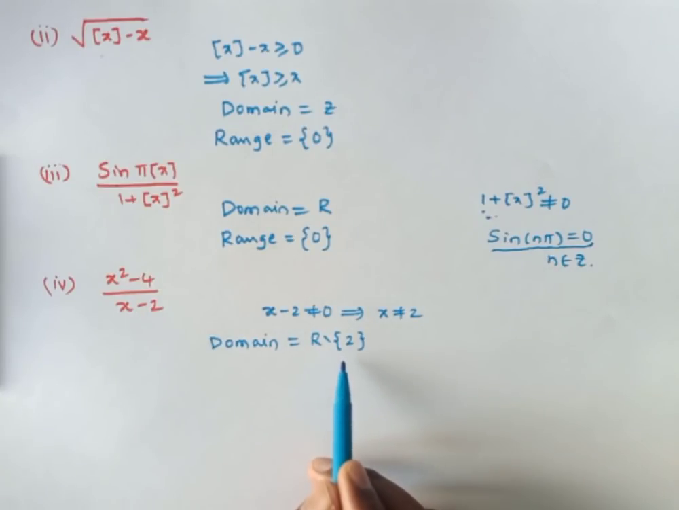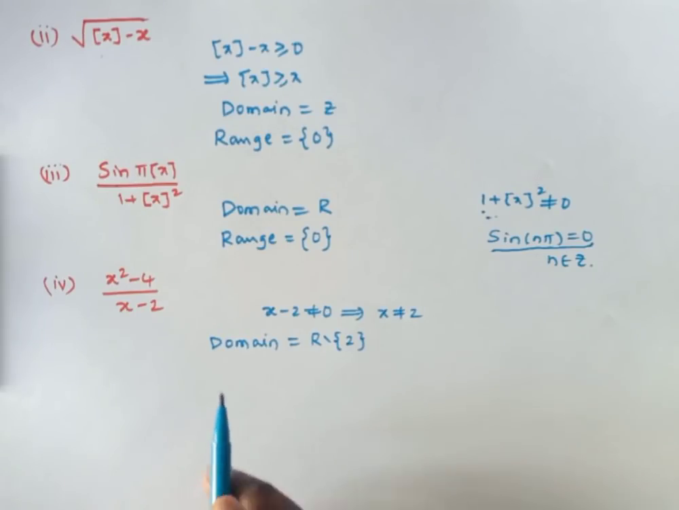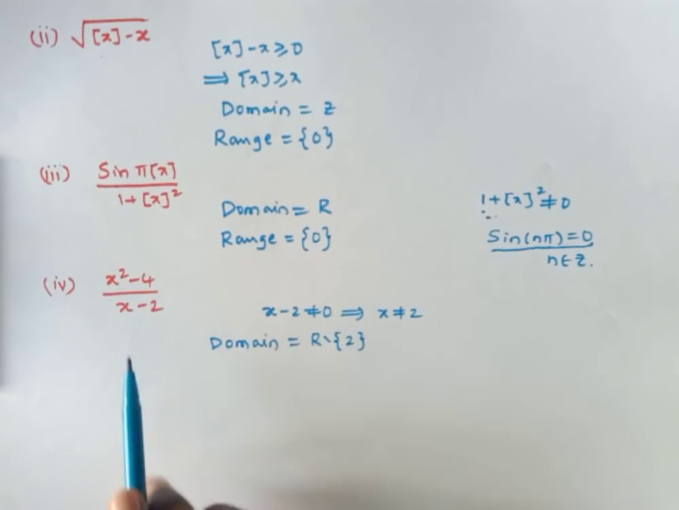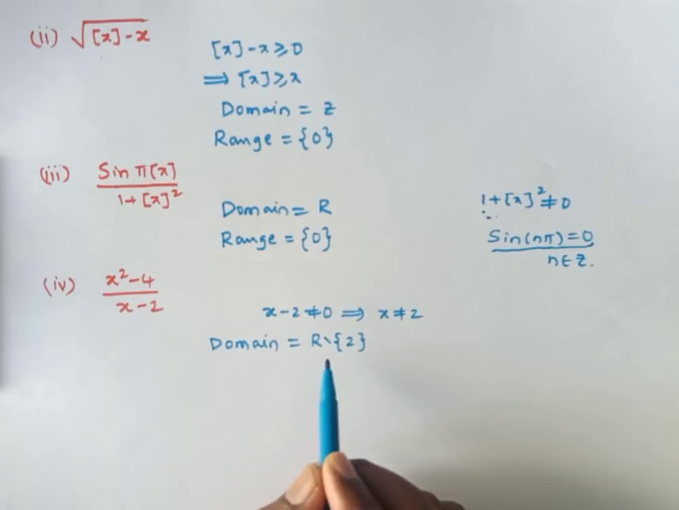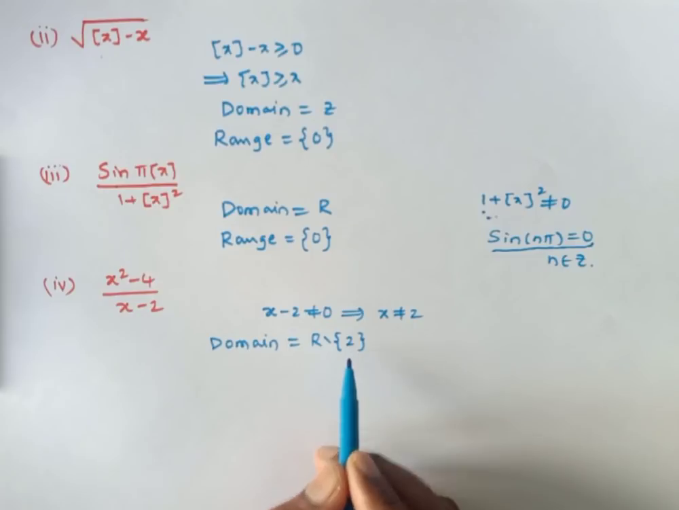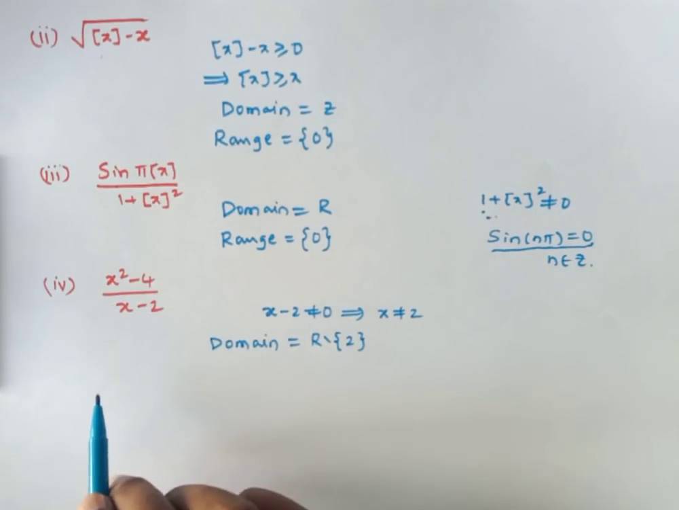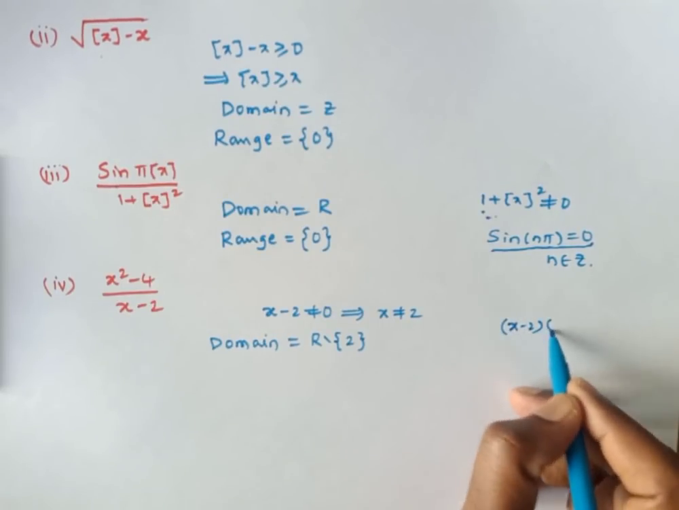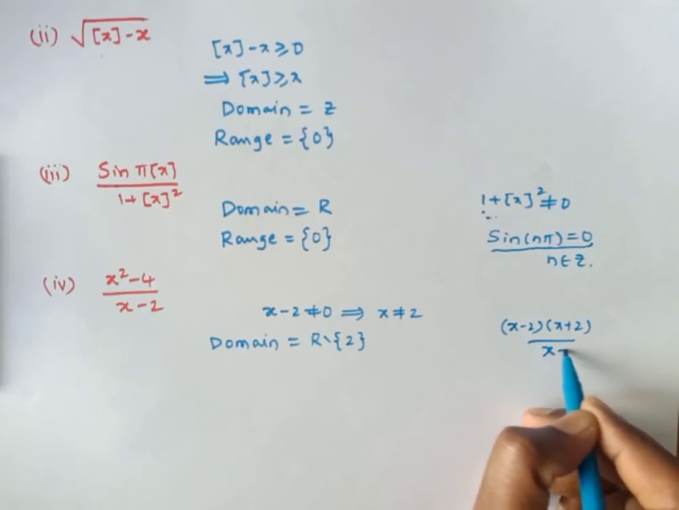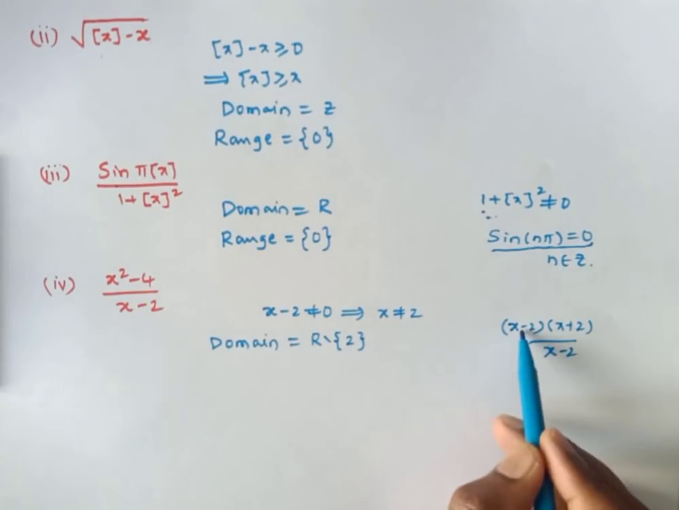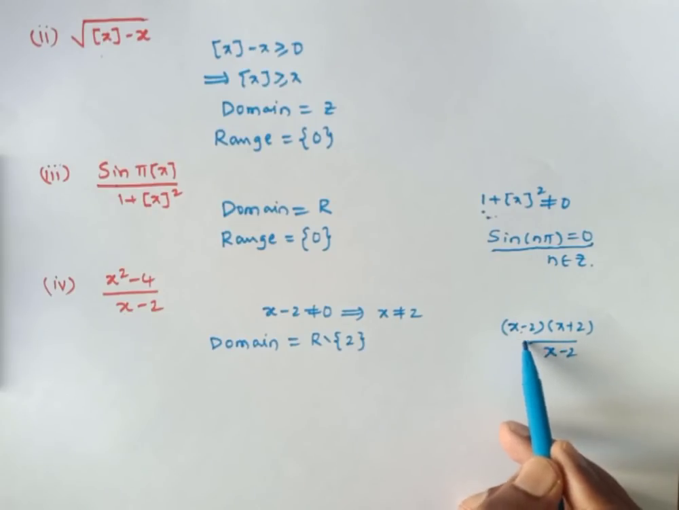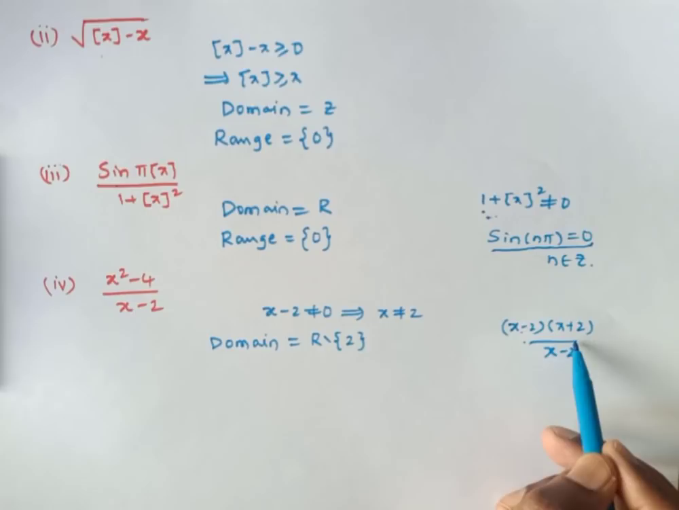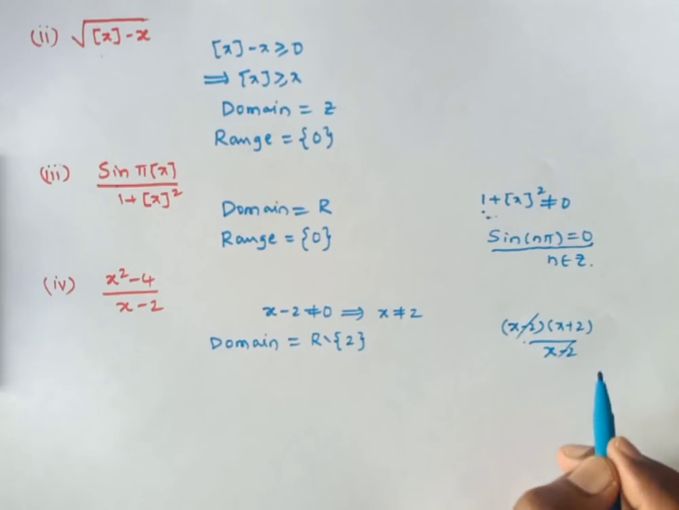Now the domain is R minus 2. Now what are the output values? If we give decimals, there is a chance of getting decimals, and if we give integers, there is a chance of getting integers. Here we may not give the input for this function as 2. What happens if we give 2? So you need to simplify this. It is x minus 2 into x plus 2 divided by x minus 2. x square minus 4 is nothing but x minus 2 into x plus 2, like the a square minus b square form, a minus b into a plus b, and the denominator is x minus 2. So x minus 2 cancels.